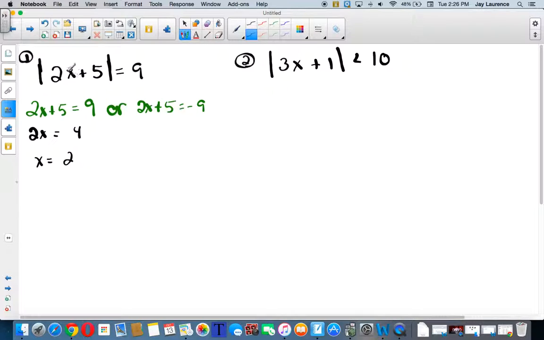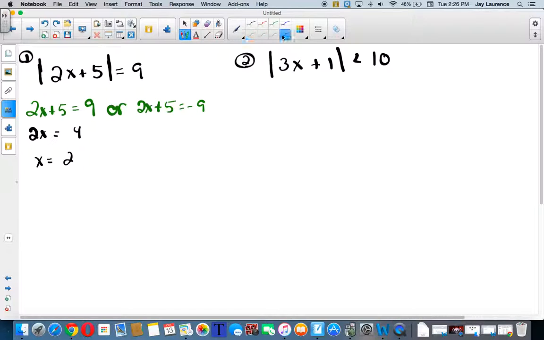Let's check it. Let's put 2 in for x. So I'll have 2 times 2 plus 5. 2 times 2 is 4, plus 5 is 9. Absolute value of 9 is 9. It worked. Holy macaroni. I don't know what macaroni is, but I just wanted to say it.